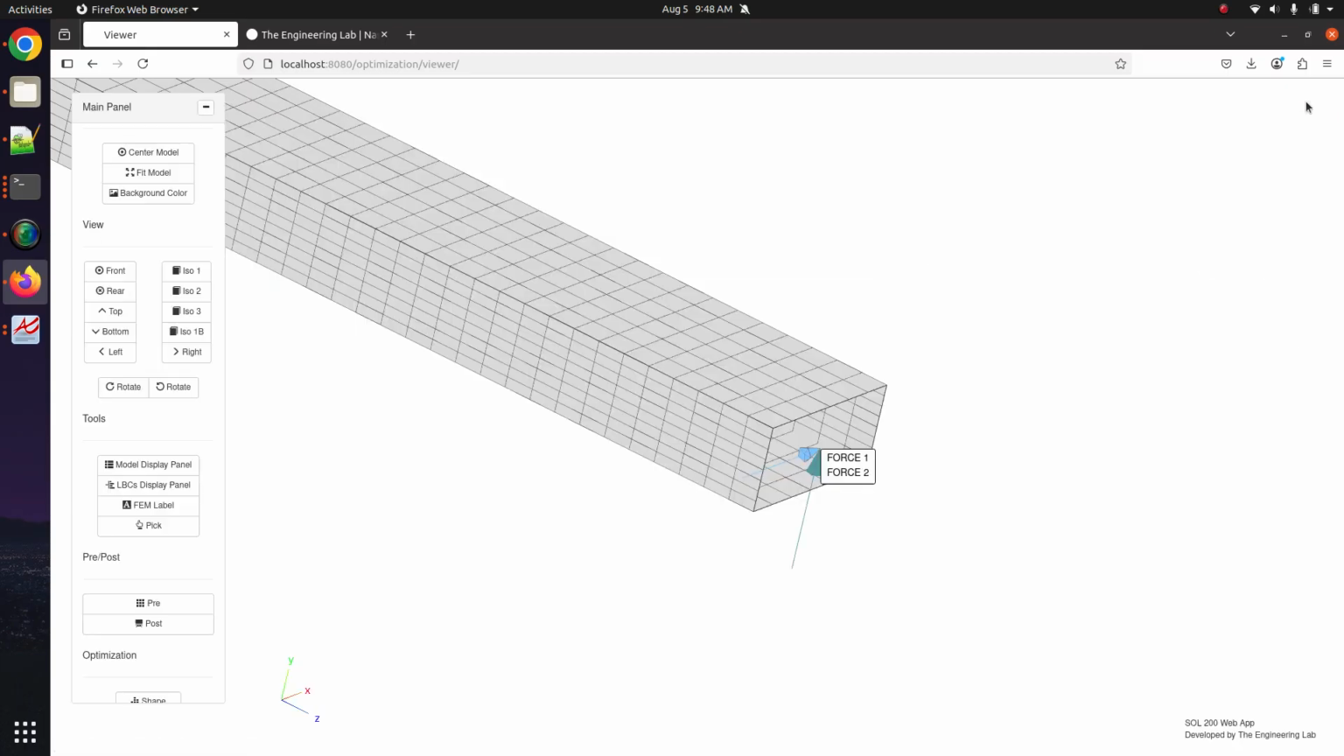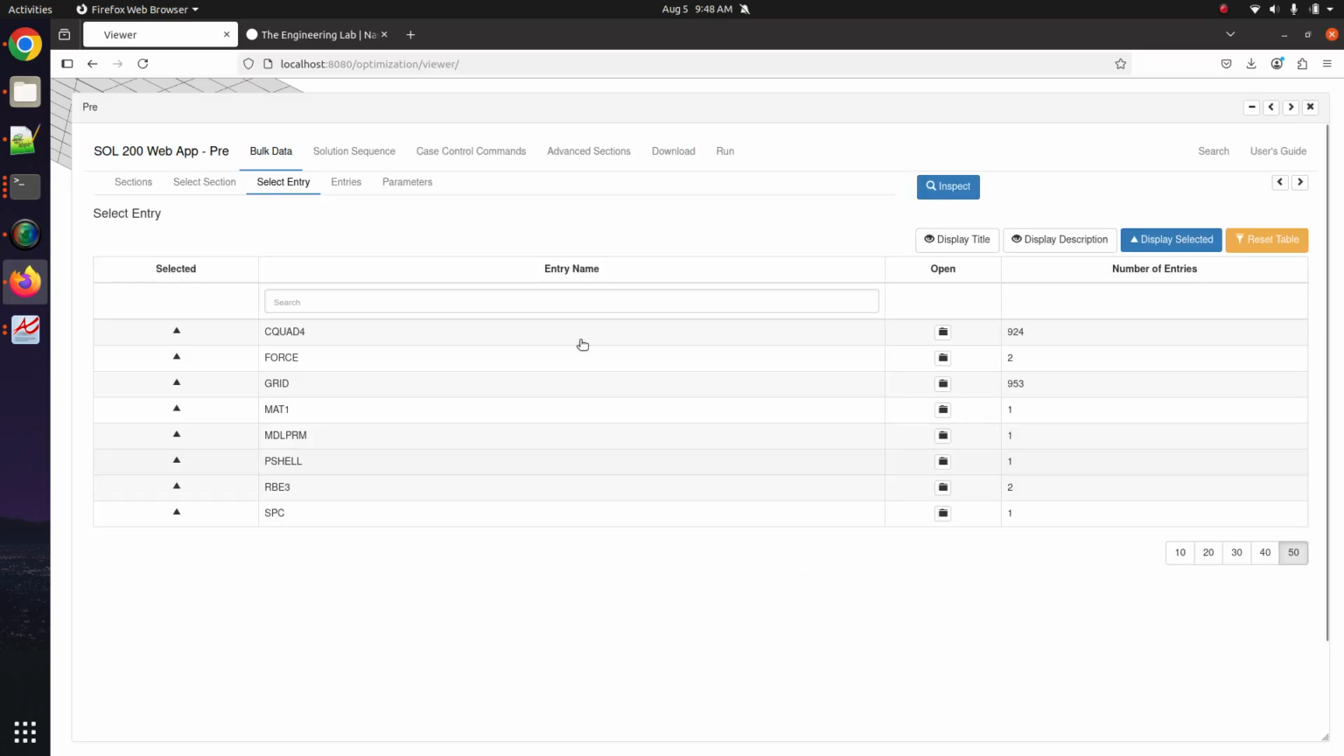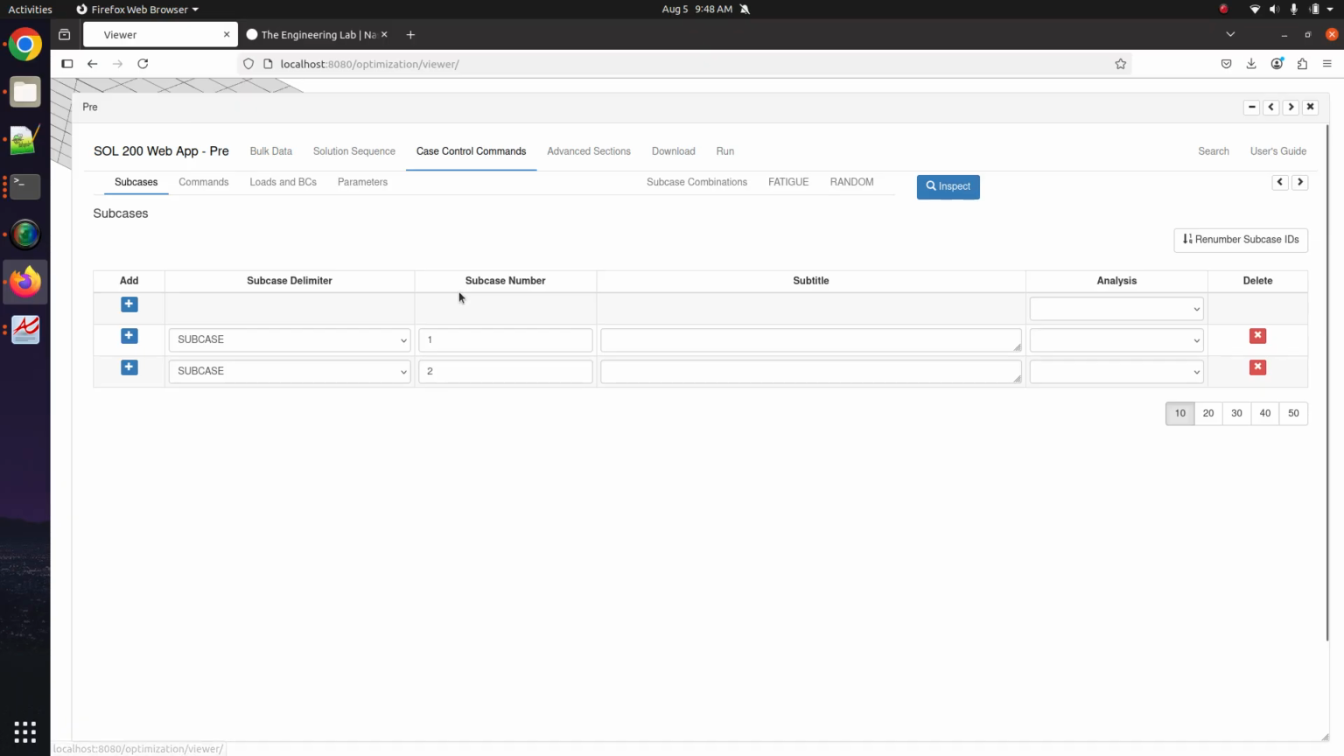Here at the left-hand side, we click on the pre button. This opens this new window. We'll navigate to the case control section, and here we'll go to the subcases section. So here we've already configured two load cases. We already ran Nastran. We get static displacements and stresses, but now we have to build on top of this and perform a buckling analysis. So how do we do this?